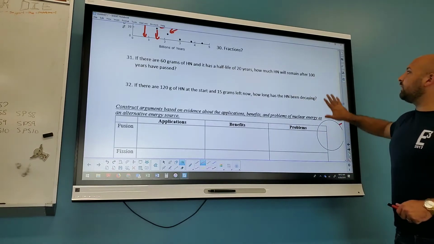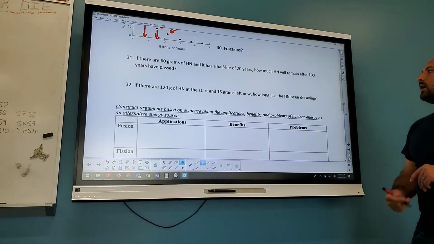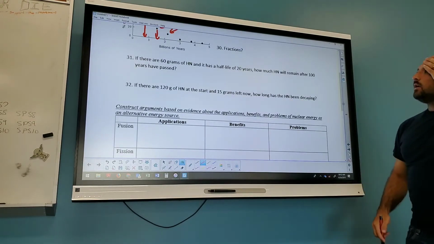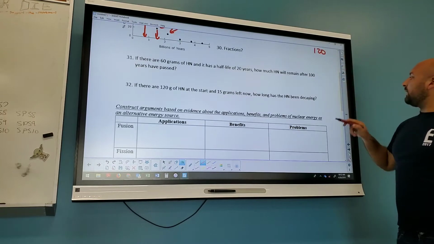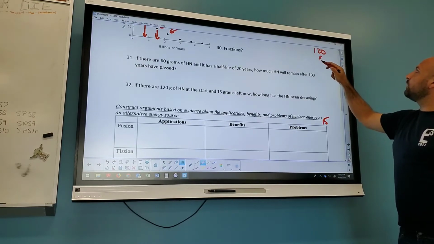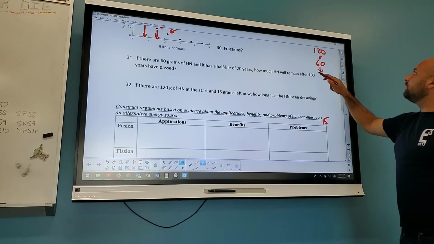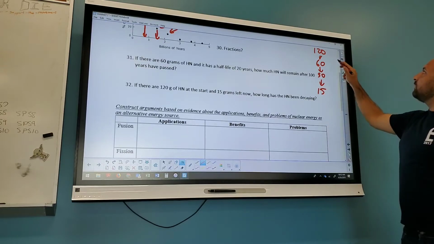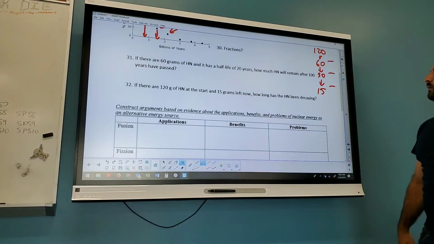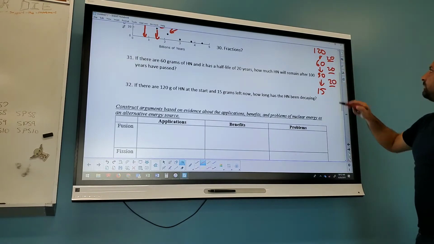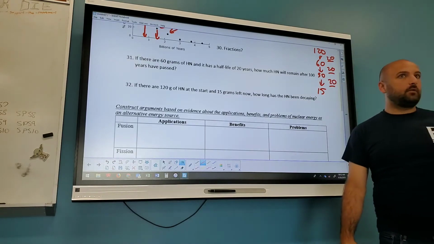All right, so if there are 120 grams at the start and 15 grams left now, how long has it been decaying? So you go from 120 all the way down to what? 15. So that would be 120 would be 60, and then 30, and then 15. Oh, that's not many. So how many half-lives there? 1, 2, 3. And each half-life is 20 years. So what's the total time here? 60. Are y'all good with that?